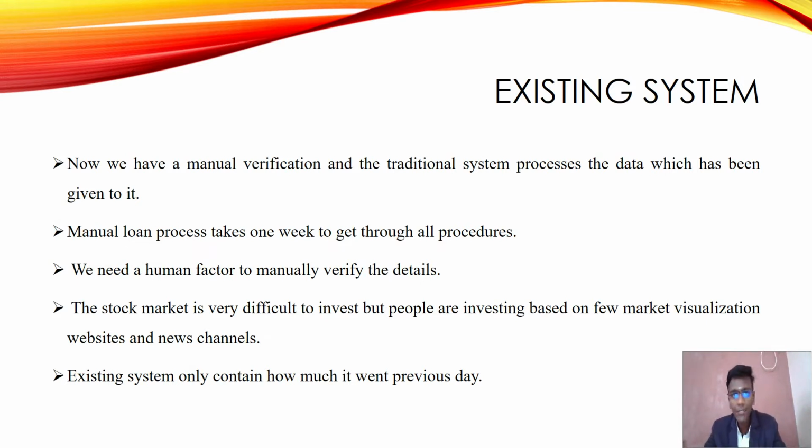So nowadays, with machine learning techniques, we can easily make the loans faster, and the human factor will be reduced. In the existing system, the human factor plays a major role. They send a person to your house, do a manual verification, and then process it. This will be avoided through these types of techniques.